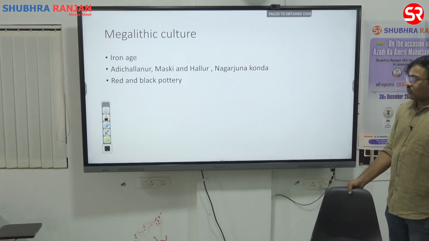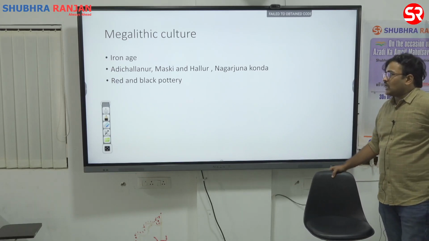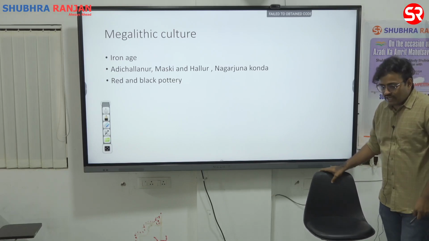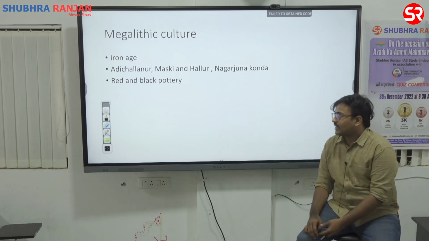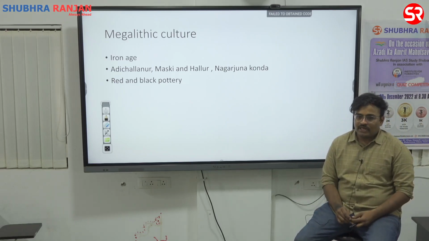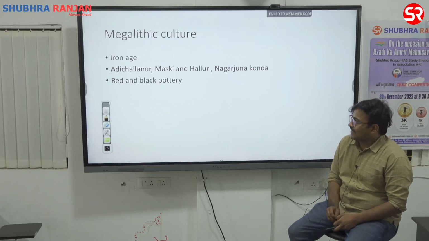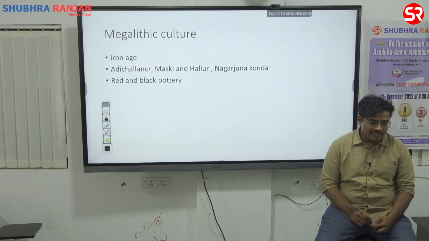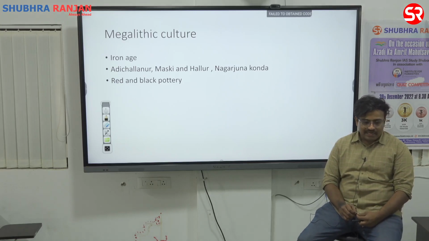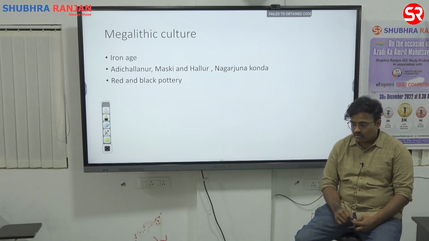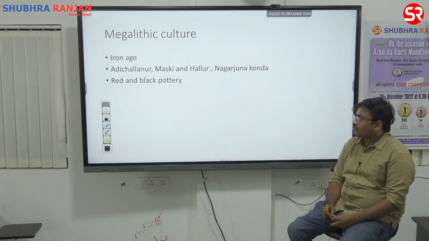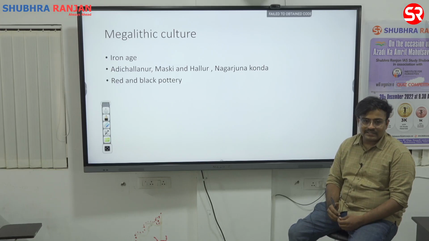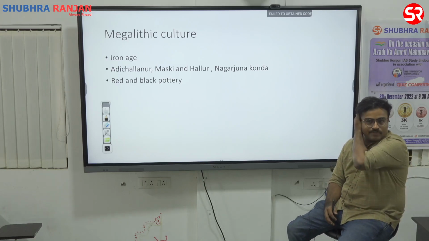Adichallanur is present in Tamil Nadu. Maski and Hallur are present in Karnataka. Nagarjunakonda is present in Andhra Pradesh. These are the prominent megalithic sites, and it is also known for its black and red pottery, sir. It is known for its black and red pottery, and it is also known for its Iron Age, because iron tools and equipment were also used.